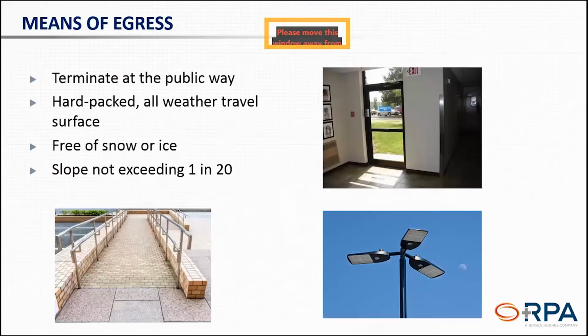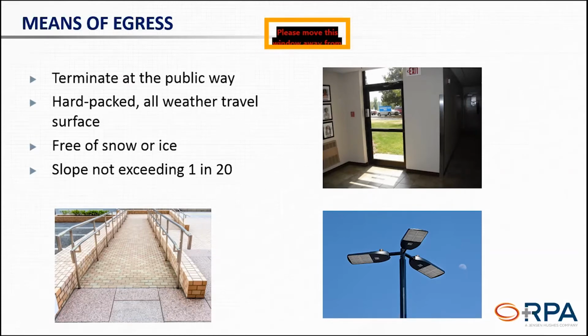Some more items about means of egress. Does the means of egress terminate at the public way? So we need to make sure we take that egress stair, that exit stair coming down from the upper parts of the building, all the way out of the building. And once we leave the building, we're not done. We need to be able to get our occupants to the public way safely.